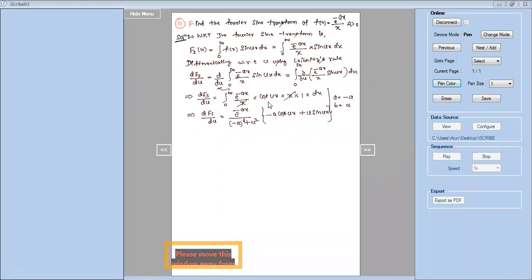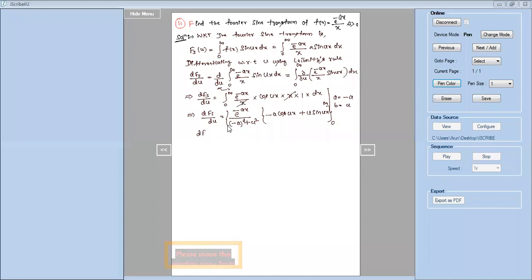So this is between the limits 0 to infinity, right? By applying the formula e power ax by a square plus b square, a cos bx plus b sin bx, the integration is done. Now I have to put the limit, x equal to infinity first, the upper limit, then x equal to the lower limit 0. Here minus a whole square is plus a square, so a square plus u square is constant and I can take it outside.